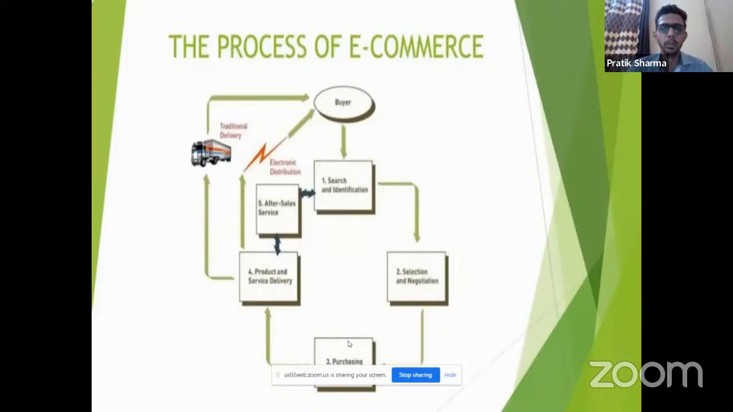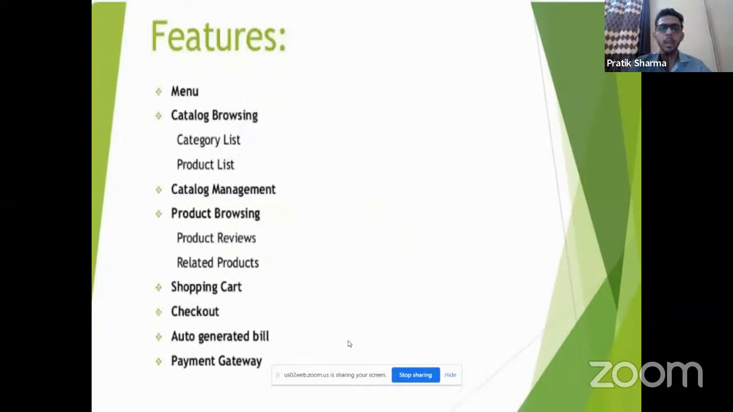Coming back to the project's main features, every feature has its own menu card. For example, when you go to a restaurant, there's a menu card from which you can choose. So there is catalog browsing and a category list, based on which you get the product list. Catalog management covers things like formal t-shirts, with categories and a catalog maintained by me and my friends, along with product browsing, product reviews, and related products. There are different kinds of t-shirts, like polo t-shirts and denim t-shirts. Then there is checkout with an auto-generated bill, and the last step is the payment gateway.